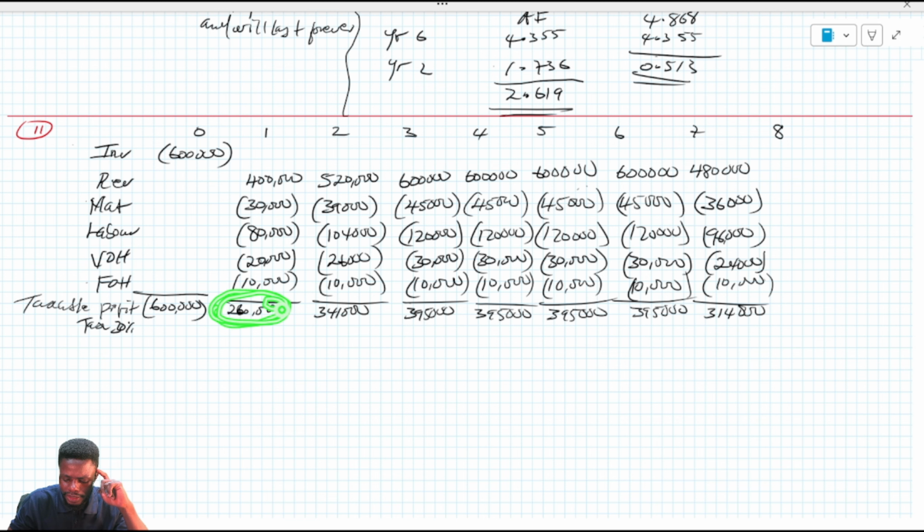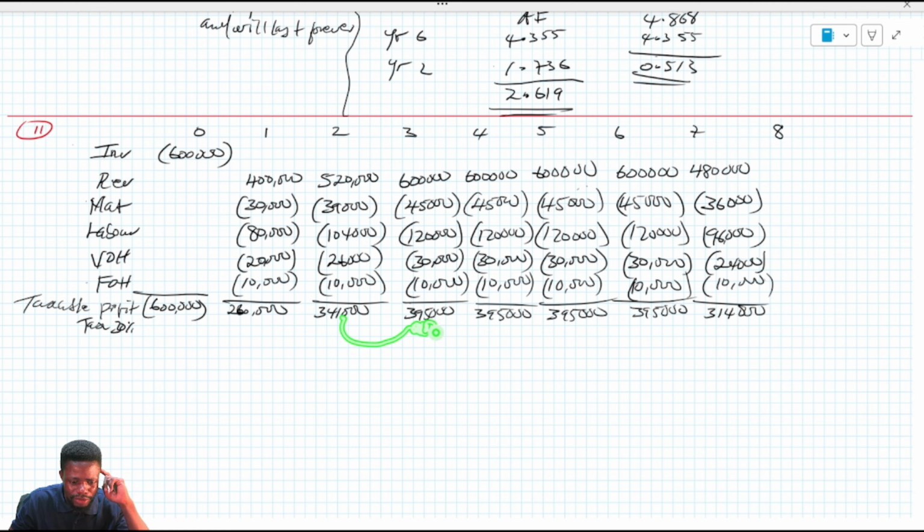What will 30% give to us? So 30% of year one, 260,000, will give us 78,000. This amount we are paying here in year two. Year two tax will take it to pay, will pay in year three.